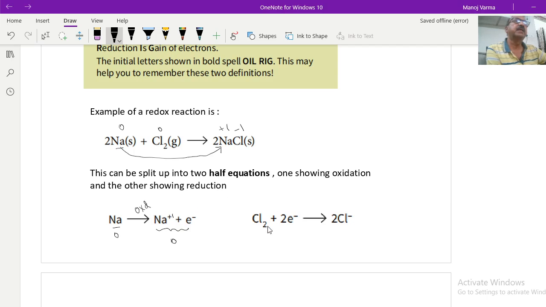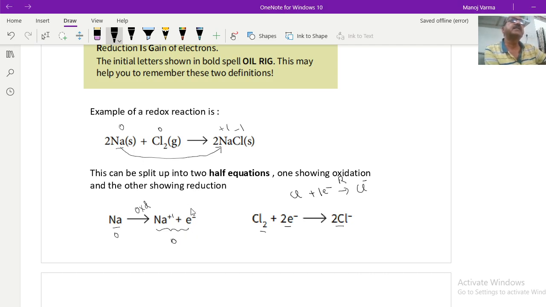Correct? Now look at this part. Here there are two chlorine atoms, and so there are two here balancing. So it forms Cl-. So once again, two chlorine atoms gain 2 electrons and they form 2 chloride ions. So if you want to write for one chlorine, it will be Cl plus 1 electron, right? Gives you a Cl-. So once again, there is a gain of electrons, and therefore the gain of electrons is reduction. So here chlorine has been reduced and sodium has been oxidized.